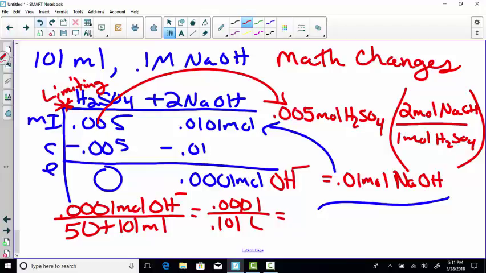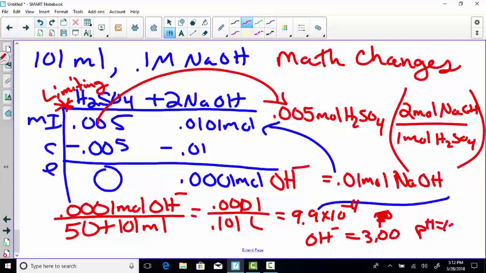Hey, are we having fun yet or what? I gotta love titrations. So this is 9.9 times 10 to the minus fourth. We're going to go negative log, second answer, which is an OH minus of 3.00, which is a pH then of 10.99. And that doesn't seem right.